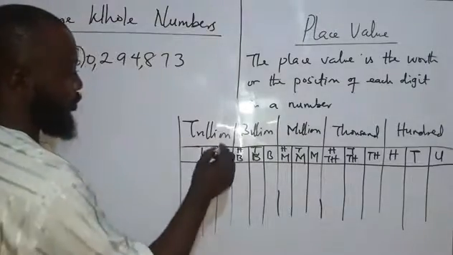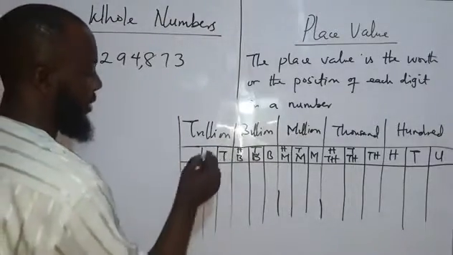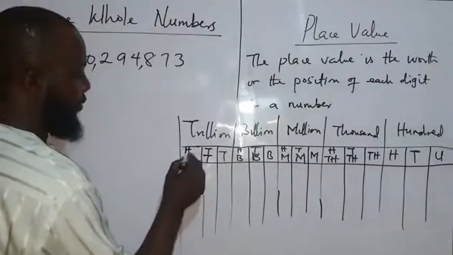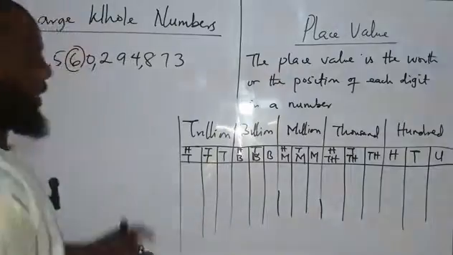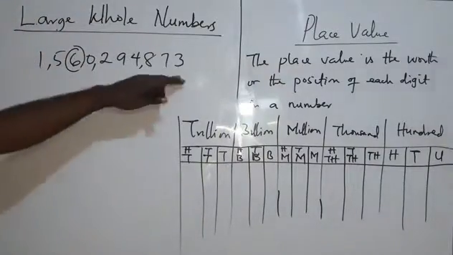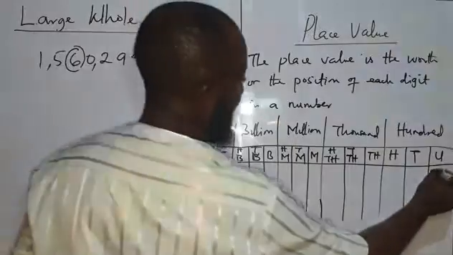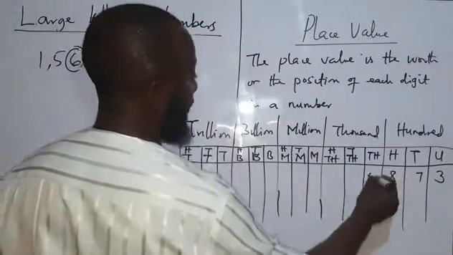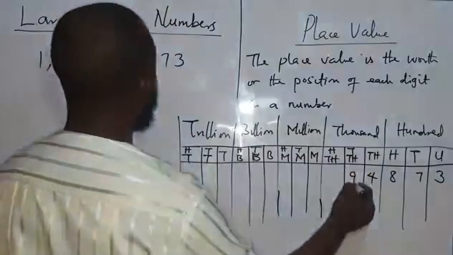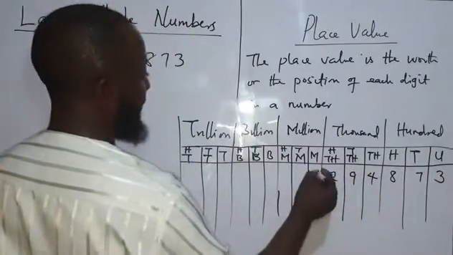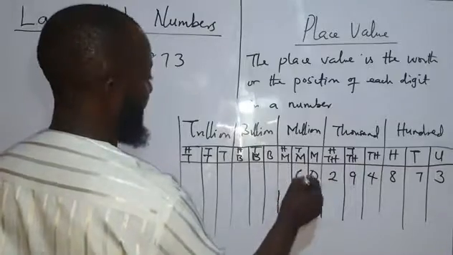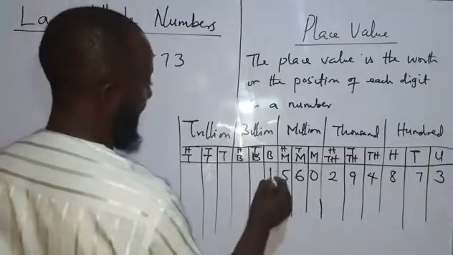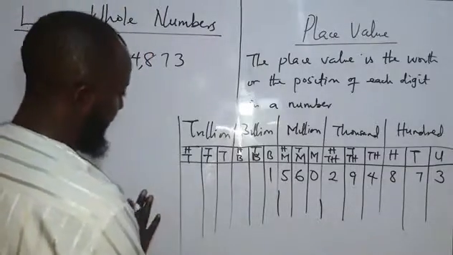With this one, this will be what? Trillion. Tens of what? Trillion. Then hundreds of what? Trillion. Now let's put all this here, starting from the last one. So we have 3, 7, 8, 4, 9, 2, 0, 6, 5, and 1.